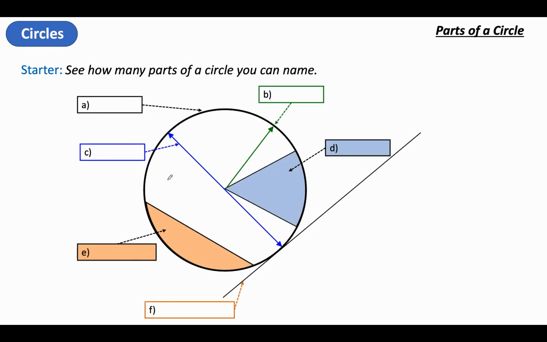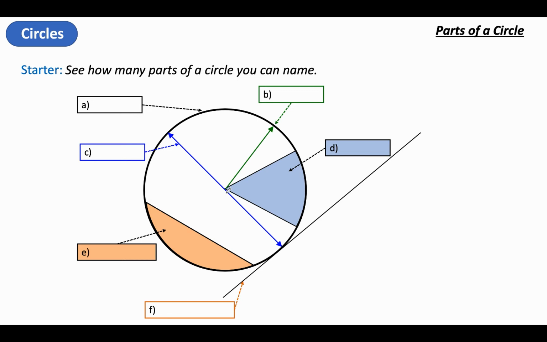Hi there, circles. So we're going to change a bit of topic really here, aren't we? Do something a bit different. And first thing I want you to do is have a look at the circle, have a look at the bits that I've labelled, the different parts of it on there, and think about what the different names are for those different bits of the circle.